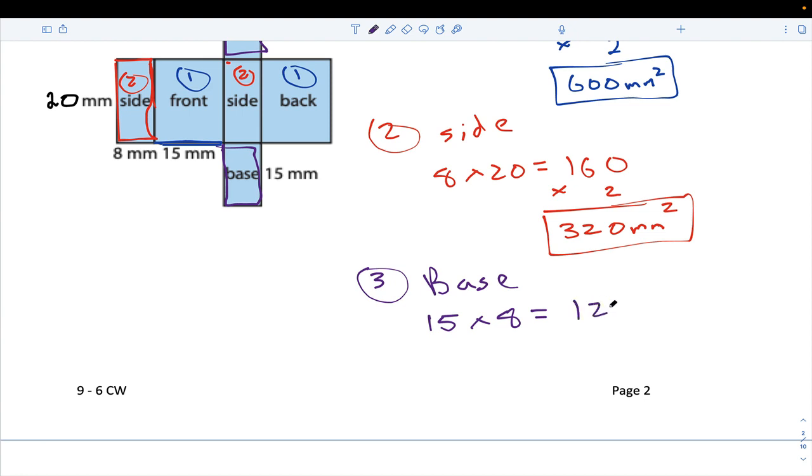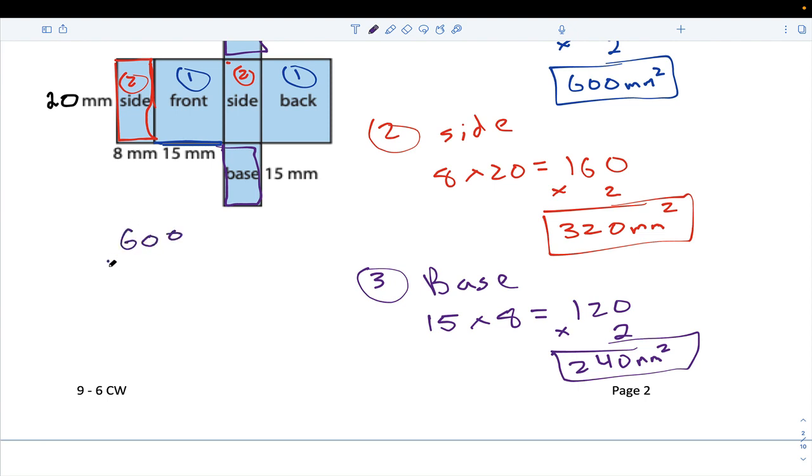120. And what do I do with that, Georgia? Give it to the next person. What do I do with all three? So we've just found how much this is, how much that is, how much that is. Ty, what should I do to get my final answer? Add them. Beautiful. Take 600, 320, and 240 and add them together.